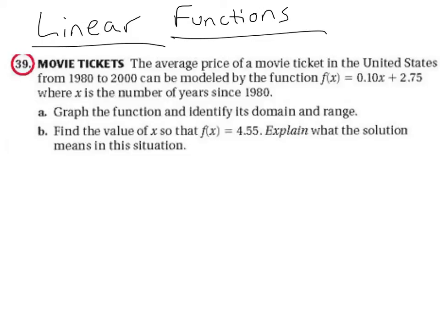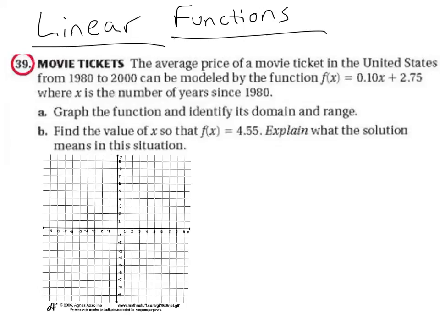Okay, the average price of a movie ticket in the United States from 1980 to 2000 can be modeled by the function f of x is equal to 0.10x plus 2.75, where x is the number of years since 1980. So if x were 1, that'd be 1 year past 1980. If x were 2, that'd be 1982, right? Okay, graph the function and identify its domain and range.